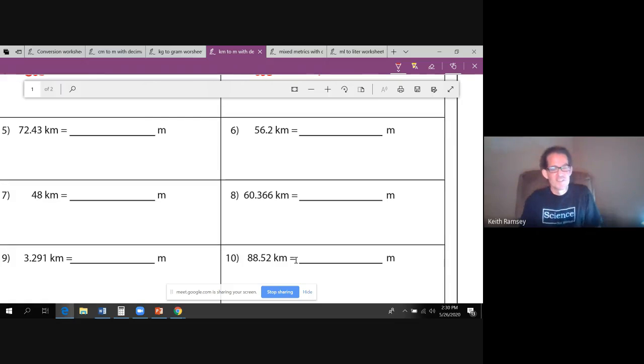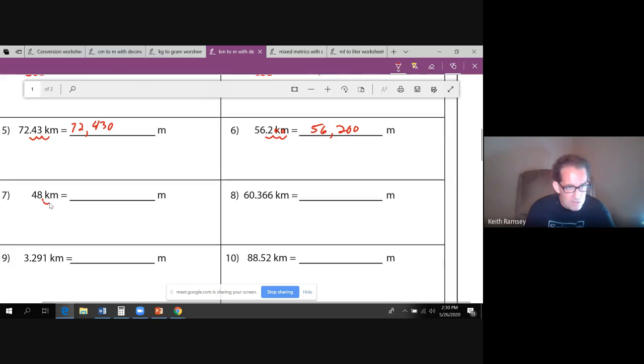Okay, let's look at those together. So again, I'm going to move my decimal 3 steps for kilometer to meter. I'm moving it to the right. So I'm going to put 430 meters. And here I'm going to move it once, twice, 3 times, and I add zeros as a placeholder here. So this becomes 56,200 meters.